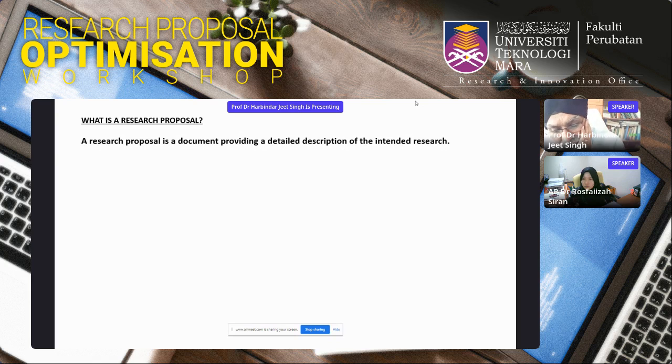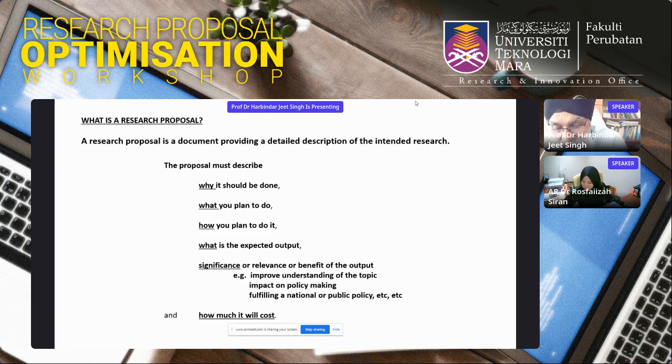Right? So when we are preparing a research document, there are some components that we have to address, that we have to include. So what are the major components that have to be included in your research proposal? Any research proposal, this is very fundamental, is generic. Typically, it must describe why the research that you are proposing should be done, what you plan to do, how you plan to do it, and what is the expected output.